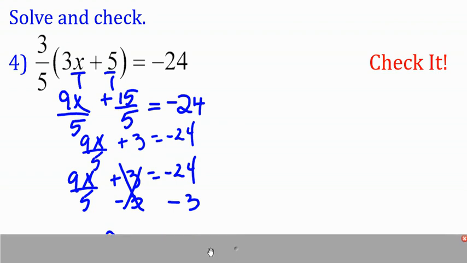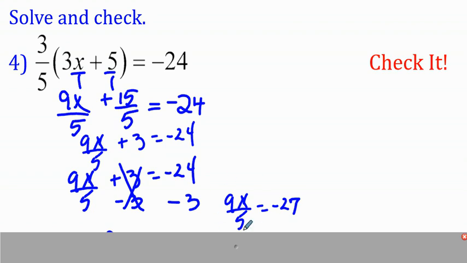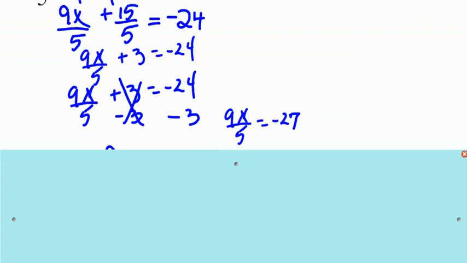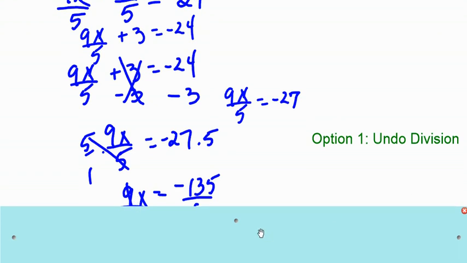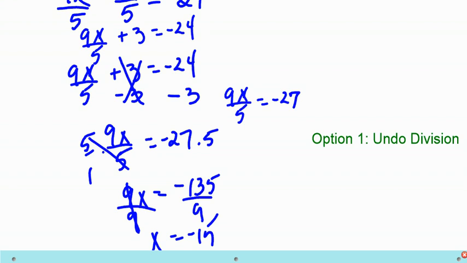So now at this point, we have a couple of options. We know we have a division problem here, so since it's being divided by 5, we can multiply each side of our equation by 5. So that means we would have 45x over 5, which would simplify to 9x. Then we take -27 times 5, which would give us a -135. So to undo the multiplication of the 9, we would divide each side by 9. So we'd have x equals a -15.